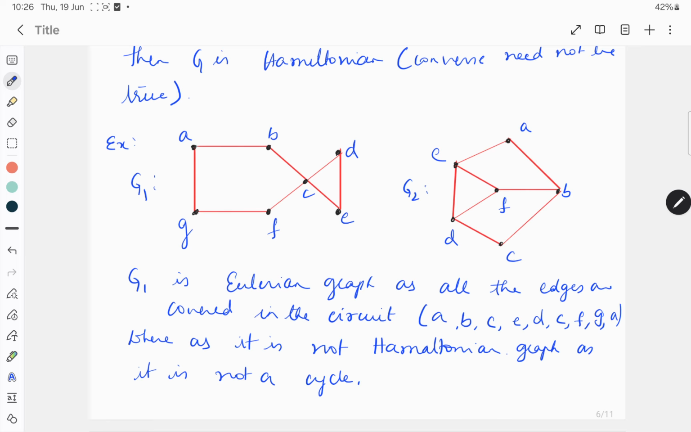But it is not a Hamiltonian graph because it does not contain a cycle which covers all the vertices. You don't have such a cycle in this. Suppose I start from A, B, C, D, E, again I should come back to C. So there should not be any vertex repetition here, and hence this is not a Hamiltonian cycle.